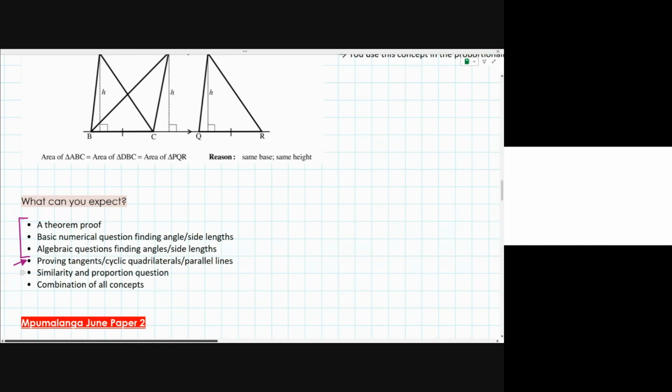So for me, I would consider this a more complex problem-solving question. And then obviously the combination questions, or similarity and proportion, are generally harder. So we should all be able to do the first, I'm going to say, 25 marks of Euclidean geometry, which is already over 50% of the geometry. If we can do the basics and apply our theorems appropriately, we should be absolutely fine.